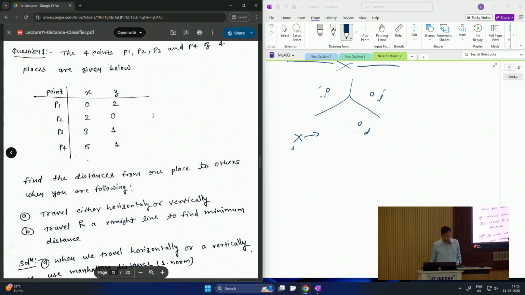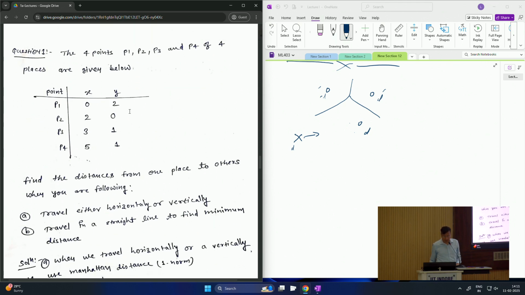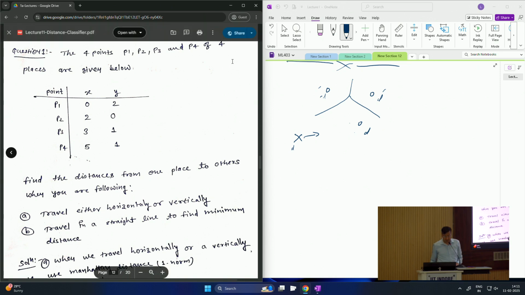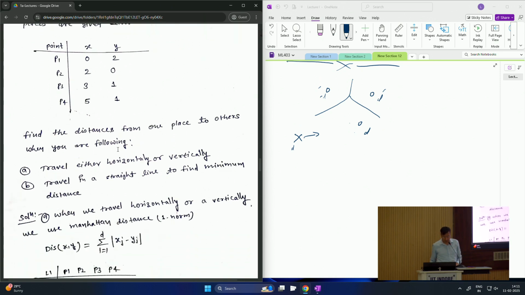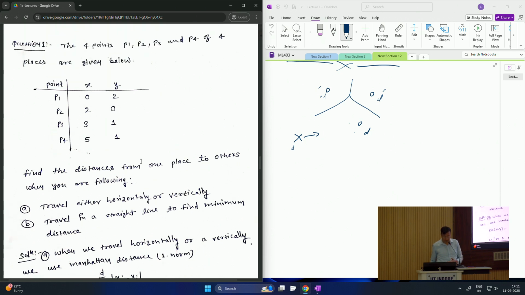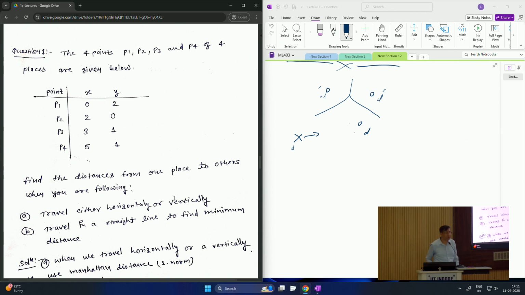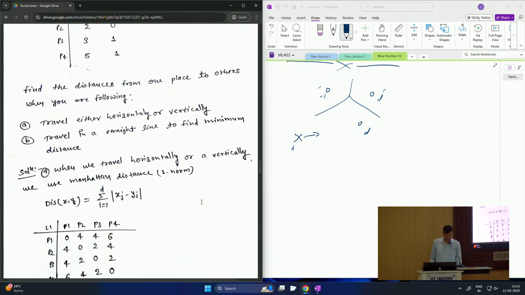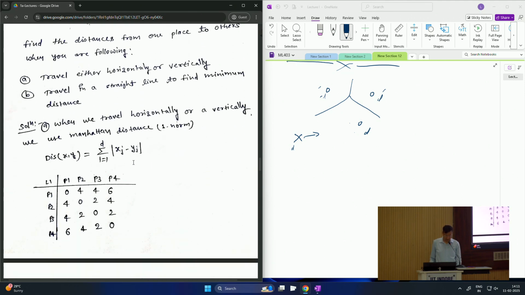Okay. So now what we'll do is do some problems on these. It says for the points P1, P2, P3, P4, you are given these values. It says find the distances from one place to another when you travel horizontally or vertically in a straight line. So when you travel horizontally or vertically, what is the distance? Manhattan, right? So that is what you find. It's written here. So it's just the Manhattan distance.